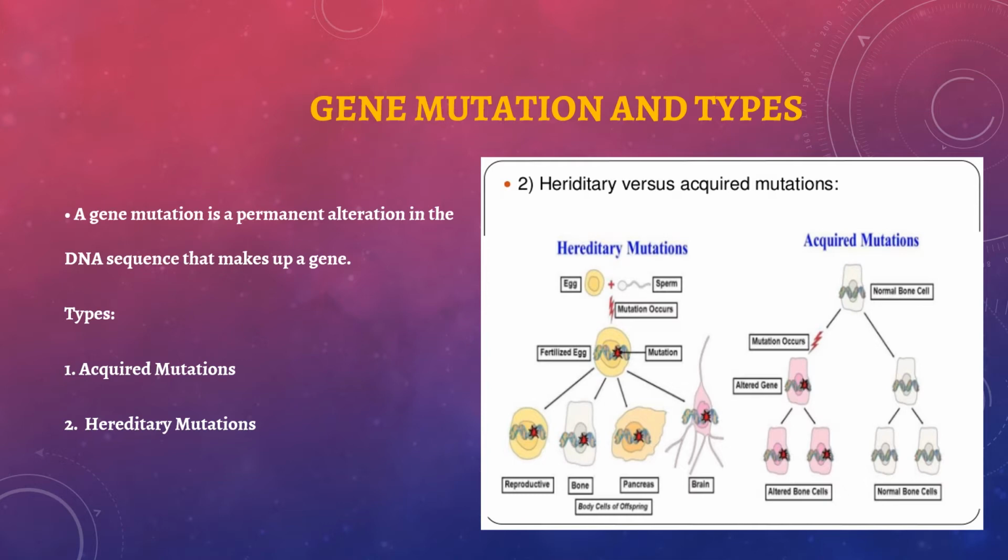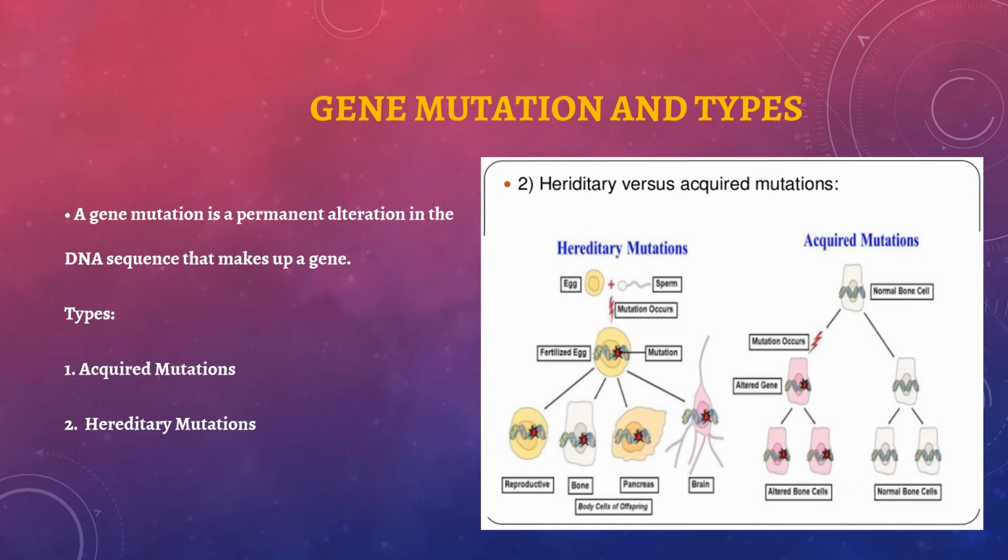Okay, next coming to acquired mutation. Acquired meaning coming from somewhere. Suppose this is a normal bone cell. As you can see here, there is no mutation, there is no red color in between. So this is a normal bone cell. If a mutation occurs, for example, the person is exposed to radiation, then after being exposed to radiation, the genes will be altered. As you can see here, this is another structure, the altered gene.